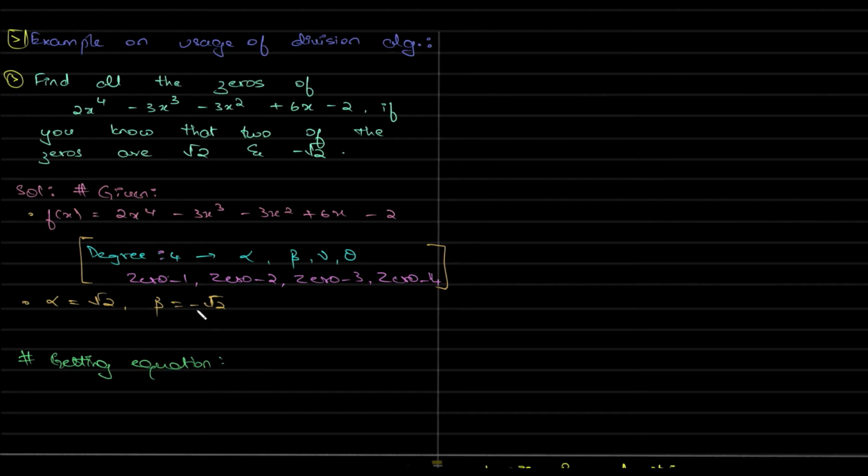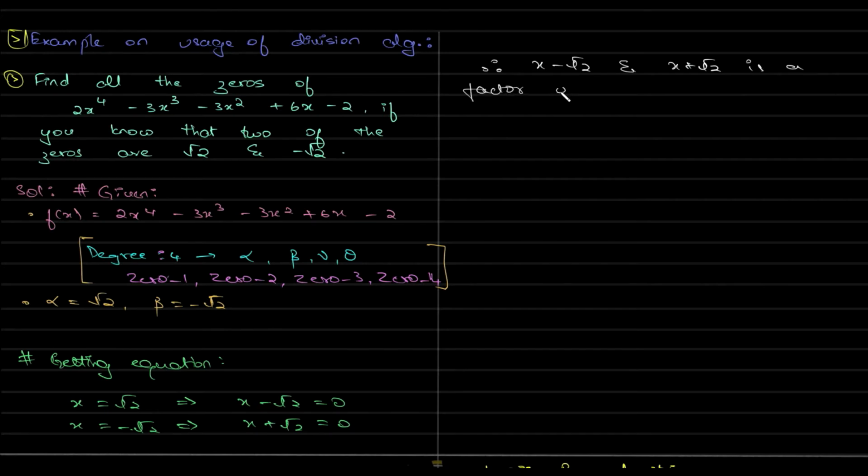We have √2 and minus √2 as zeros. So x is equal to √2, which can be rewritten as x minus √2 being equal to 0, and one more, x is equal to minus √2, which can be rewritten as x plus √2 being equal to 0. So indirectly we can tell that x minus √2 and x plus √2 are factors of f of x. That is, these two expressions can divide f of x with remainder 0.